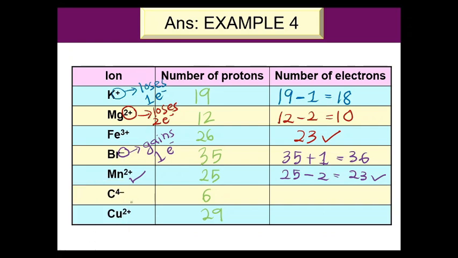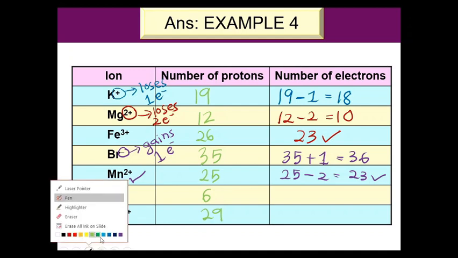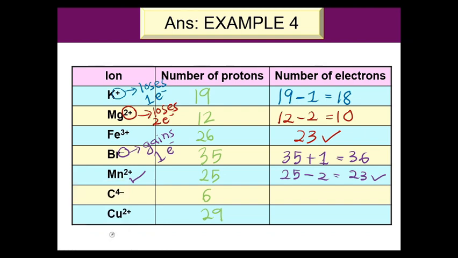Just do it for the last two. I'll give you the answer shortly after. Did you find the answer for carbon as 10 and copper as 27? Yes, both are the correct answers. See, now you know how to determine the number of electrons.